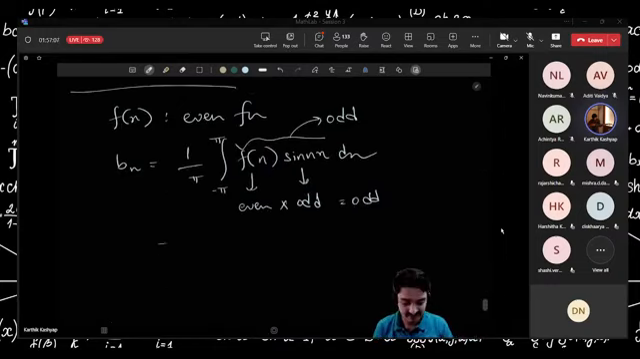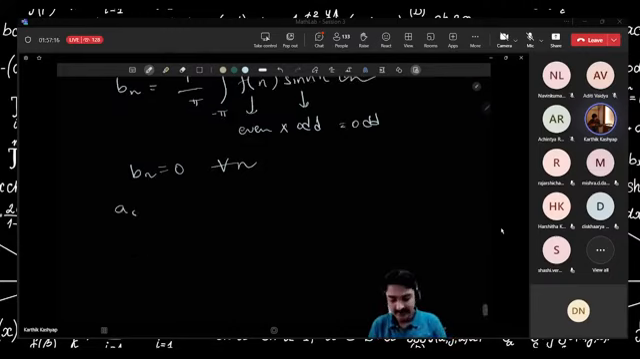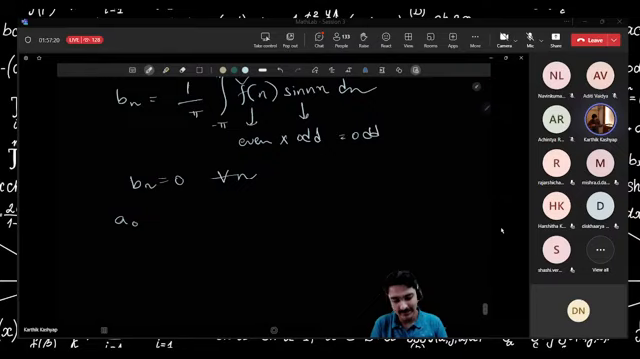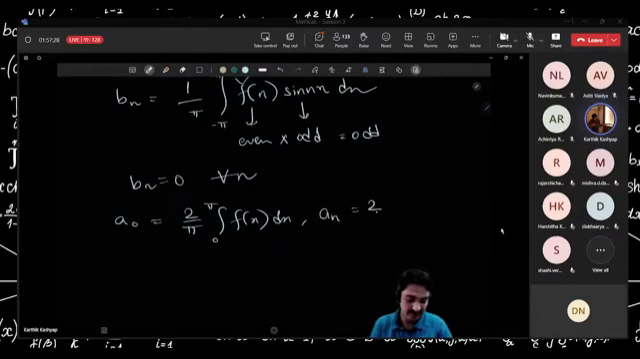So this integral we get as equal to 0. So bn is equal to 0 for all n values when the function is even. And similarly, we can use this property as 2 times the integral from 0 to a for a naught and an. So we get a naught as 2 by pi times the integral from 0 to pi of f of x dx, and an is, again similarly, 2 by pi times the integral from 0 to pi of f of x cos nx dx.